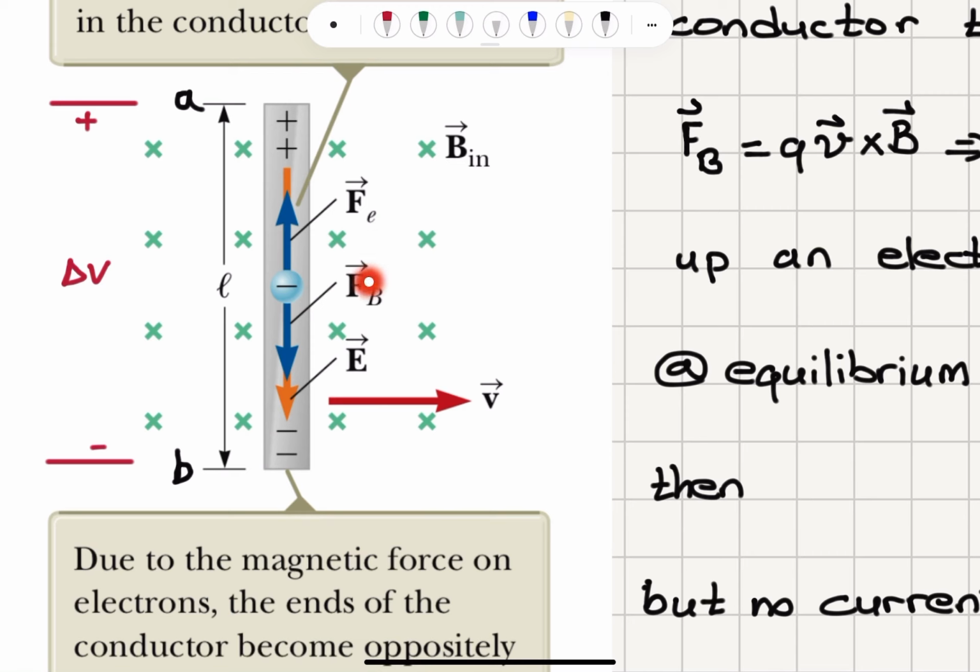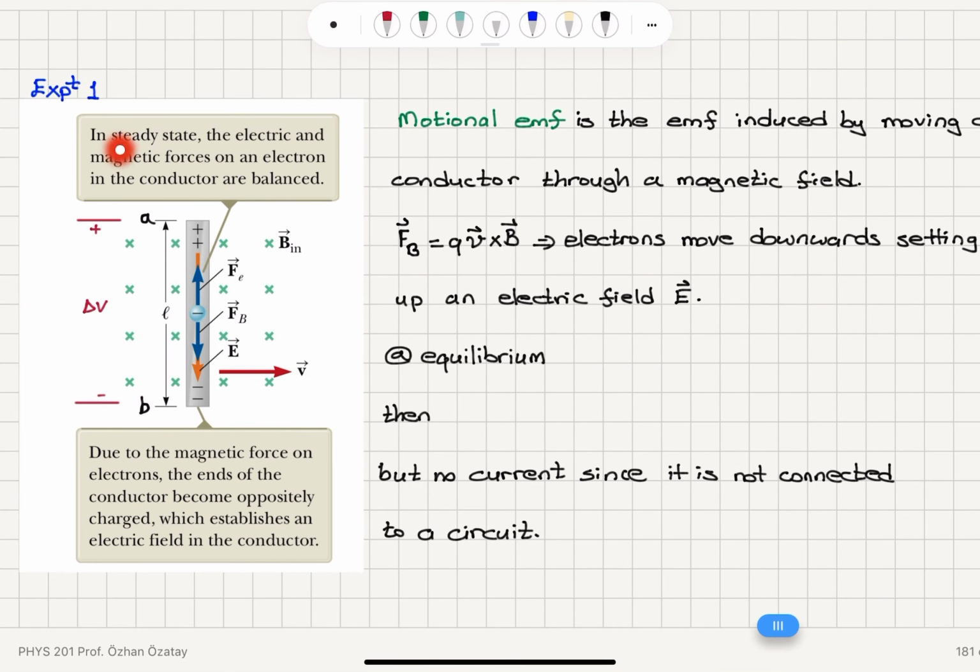So at equilibrium, these two forces will balance each other, and we will see that there will be an equilibrium voltage set up between the two ends of the conductor due to this net positive charge accumulation and net negative charge accumulation. Okay. So in steady state, the electric and magnetic forces on an electron in the conductor will be balanced, and due to the magnetic force on electrons, the ends of the conductor become oppositely charged, which establishes an electric field in the conductor. The positive charge on top, negative charge at the bottom.